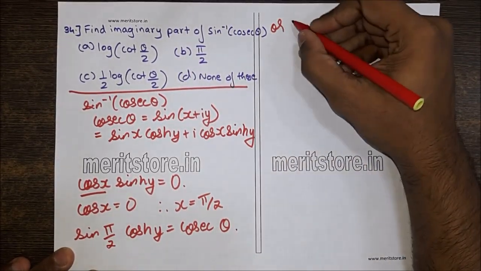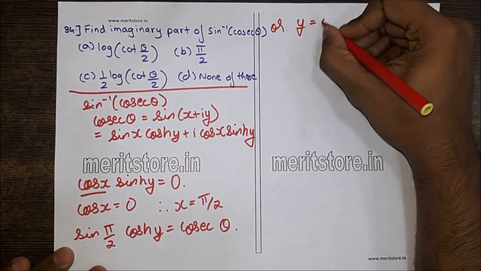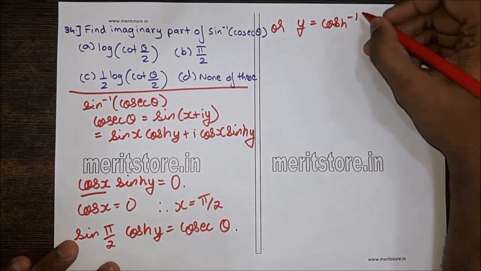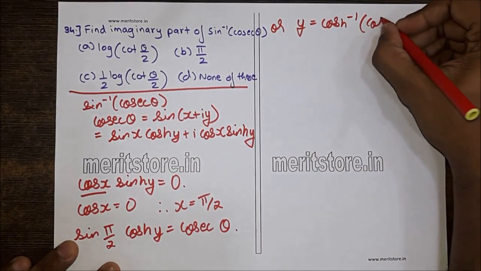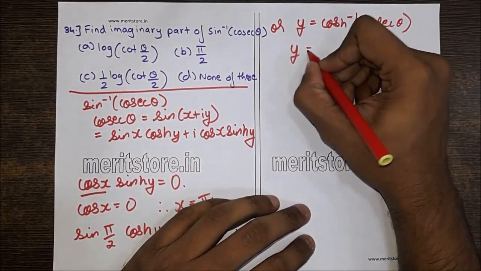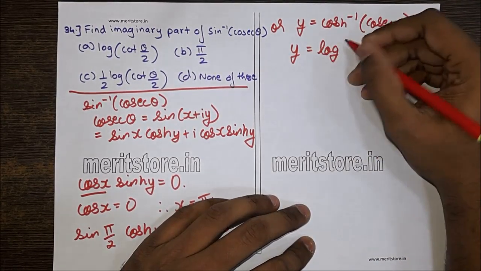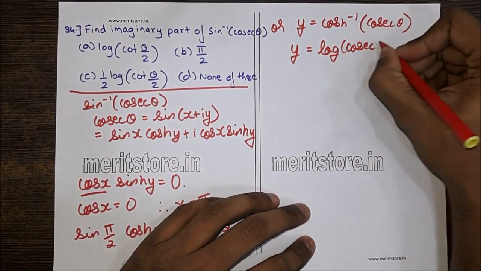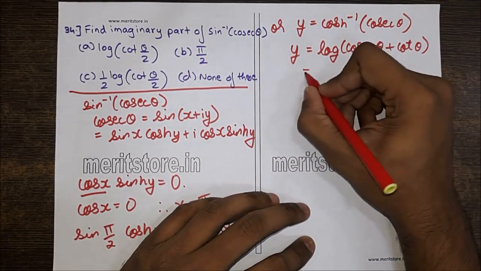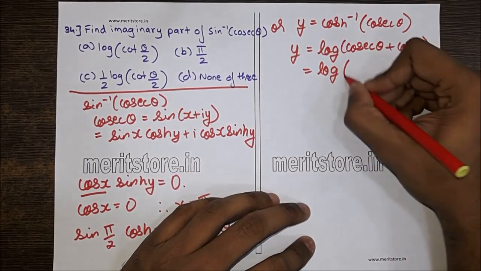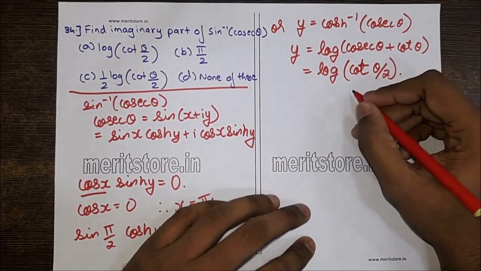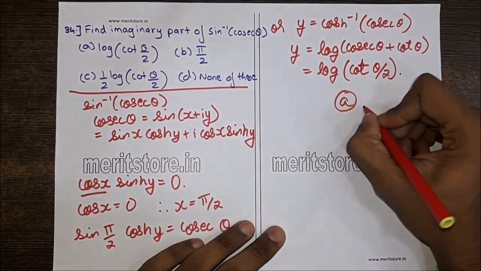Or we could say y is equal to cos hyperbolic inverse of cosec theta. Therefore, y is equal to log of cosec theta plus cot theta, which would give us log of cot theta by 2, which is nothing but option A.